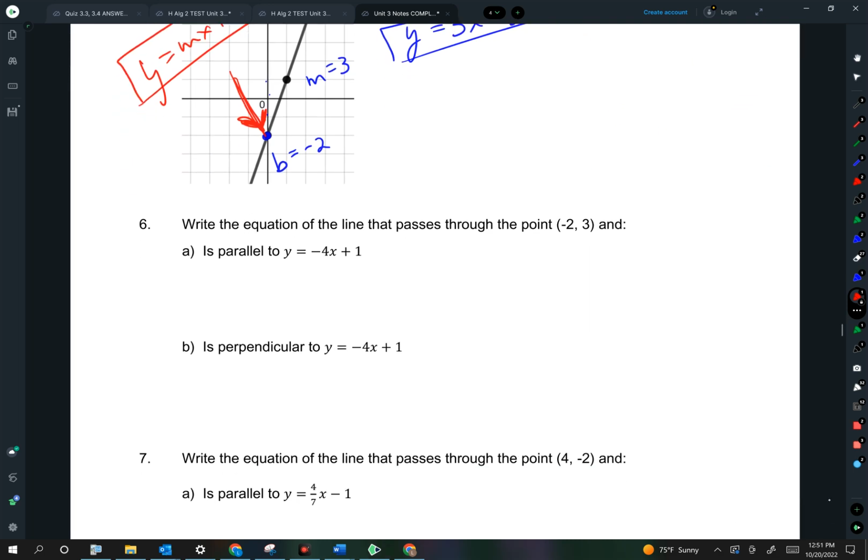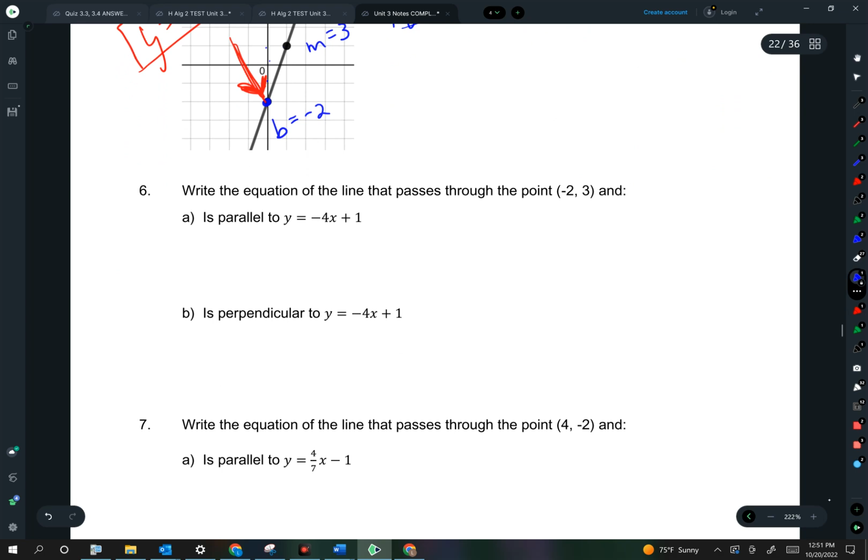Okay, so look at number 6. It says, write the equation of a line. So my first thought is point slope that passes through the point. Okay, that's good. There's my point, right? My x1, y1, and is parallel to this. Okay. Well, remember, we need a point and a slope, right? And we have the point. So how am I supposed to use this equation to find my slope?